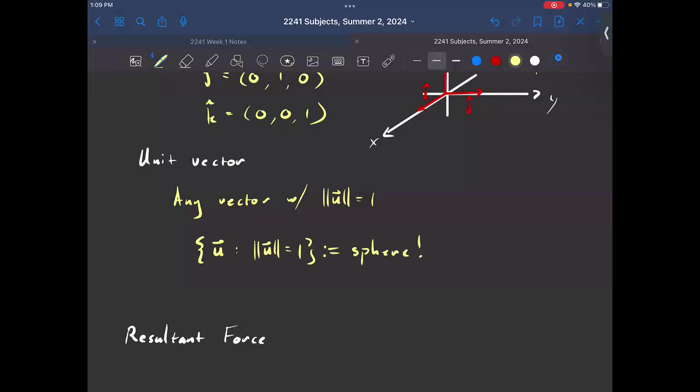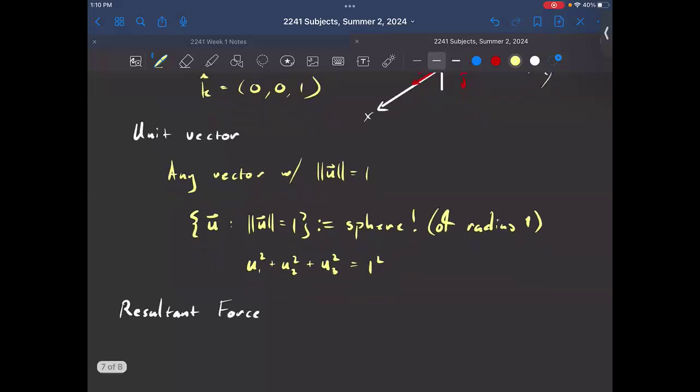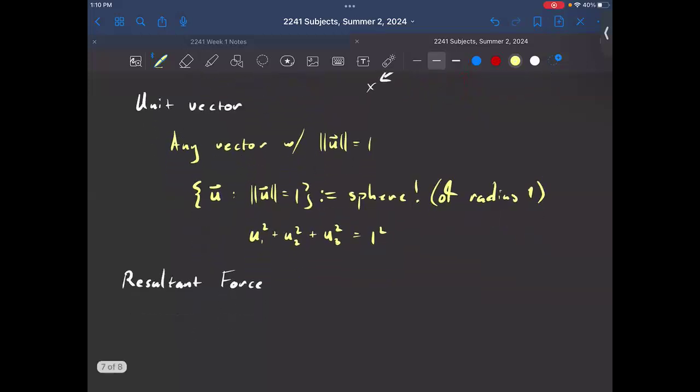Why is that? Well, because if I unpack this norm definition a little bit, what do I get? I get u1 squared plus u2 squared plus u3 squared equals 1 squared. And that is a sphere of radius 1 centered at the origin. Well, I guess the centered at the origin part is if we're assuming these are standard vectors, but that's what we want.